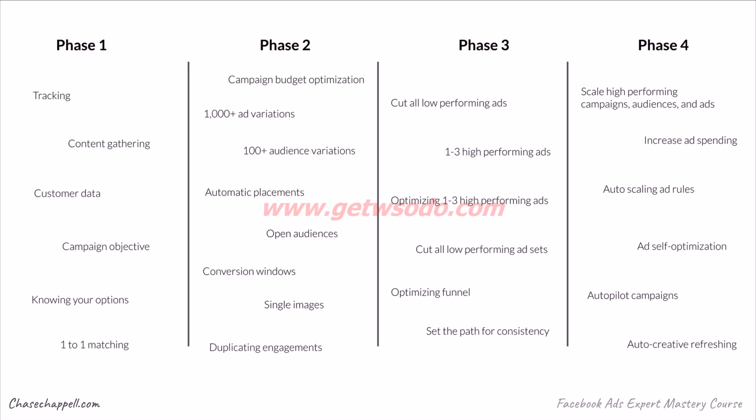Then we have phase 3. And in phase 3, we will be removing all the beautiful ads and audiences you created from phase 2 that have shown to be low performing. And we will only be giving our attention and focus to those 1 to 3 high performing ads and audiences that we're left with. Then we will be optimizing the 1 to 3 audiences and ads, making subtle tweaks to improve performance and get the results more consistent. Then once we set the path for consistency, we can then go into the next phase, which is phase 4.